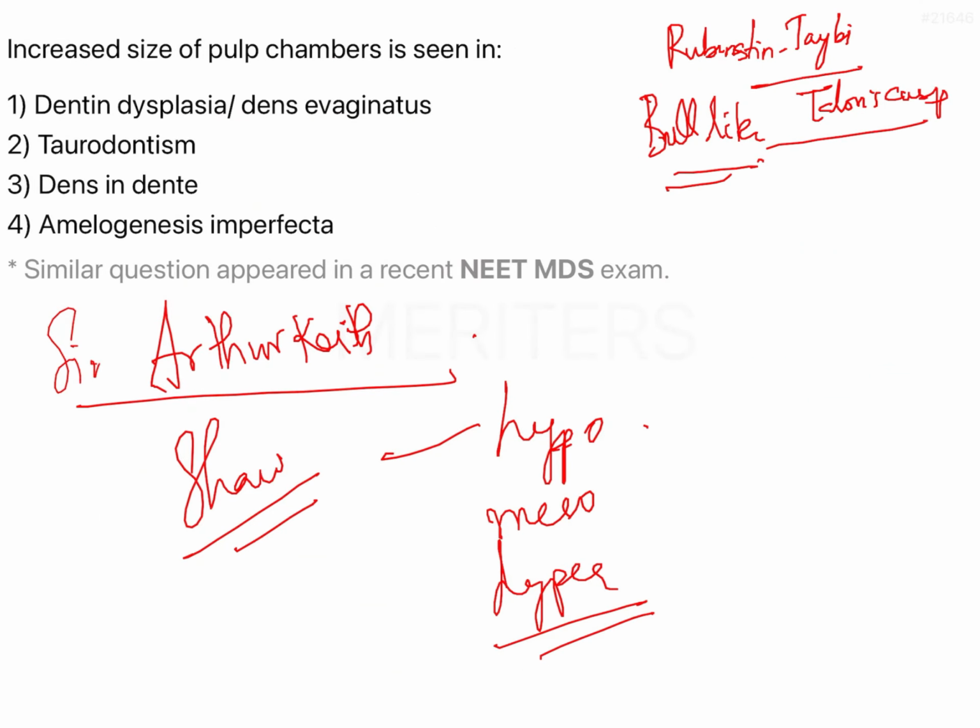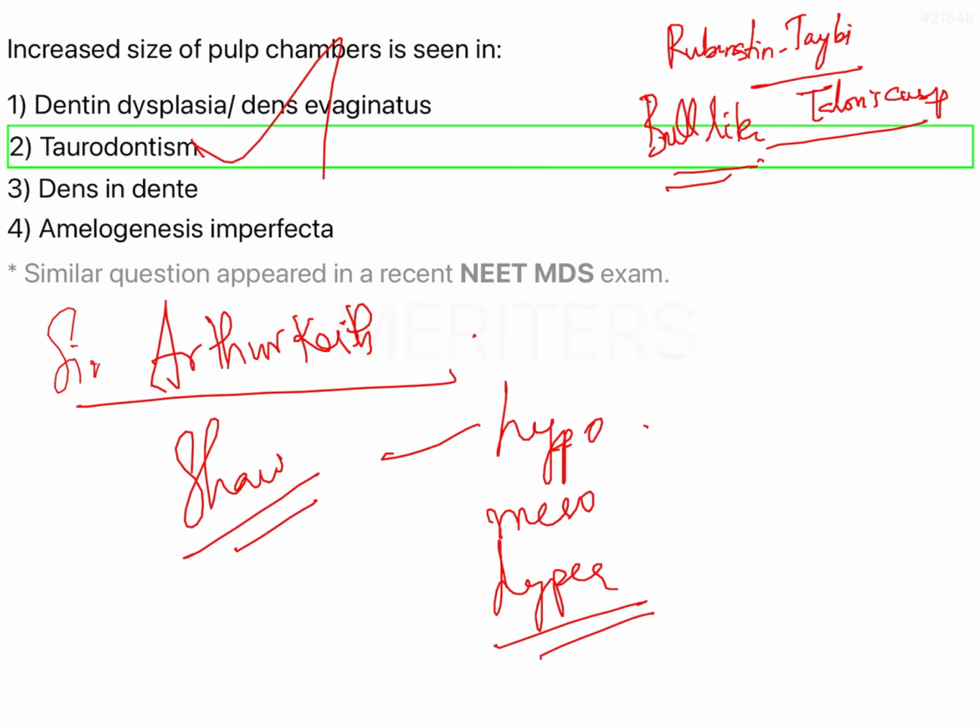That's it. Okay, so coming back to the question, increased size of pulp chamber. In these options, the best is taurodontism.